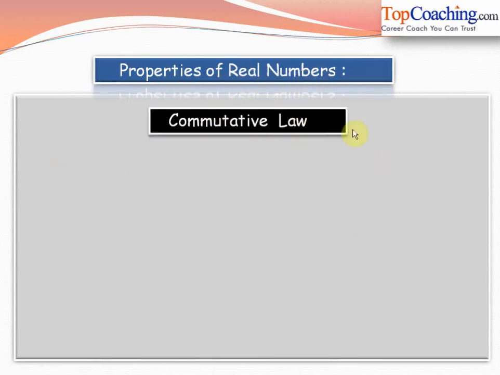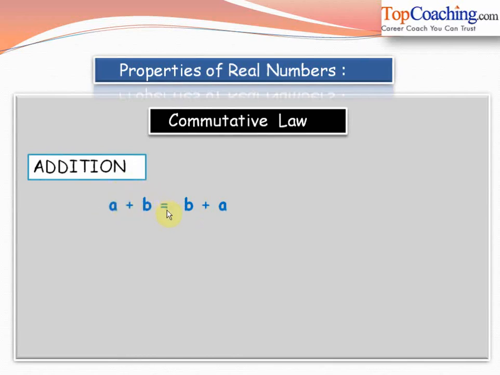The first is commutative law, and in that let's see the commutative law of addition. This is nothing but a plus b equal to b plus a. So if we have got two real numbers a and b, then a plus b would be equal to b plus a. So it doesn't matter if we change the sequence. That is, if b takes the place of a and a takes the place of b, the result remains the same. So this is known as commutative law of addition.